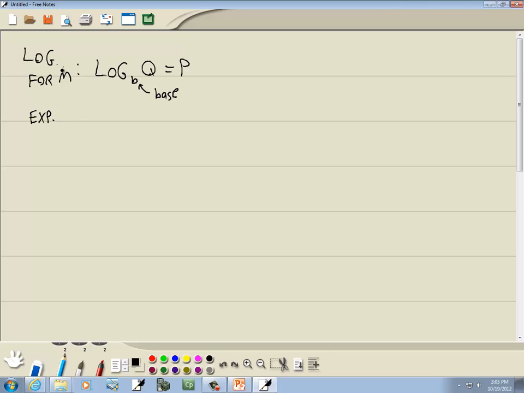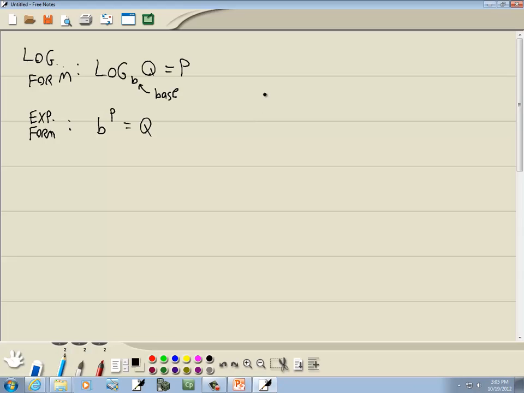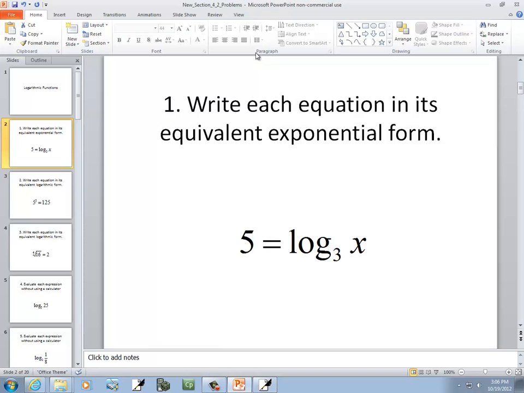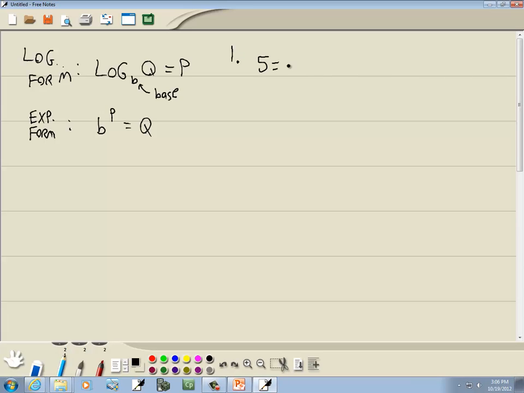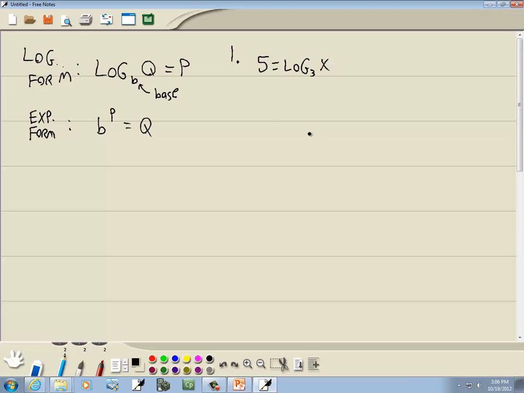Now we also have our exponential form, which says b to the p is equal to q. Now these first problems want us to write it in the other form. So on number 1 here, they give us 5 is equal to log base 3 of x. And instructions say write each equation in its equivalent exponential form.